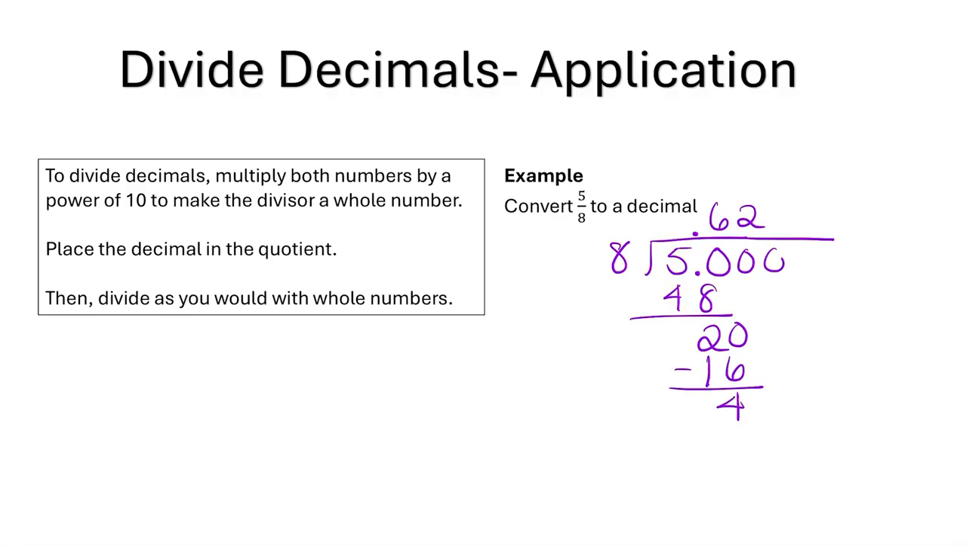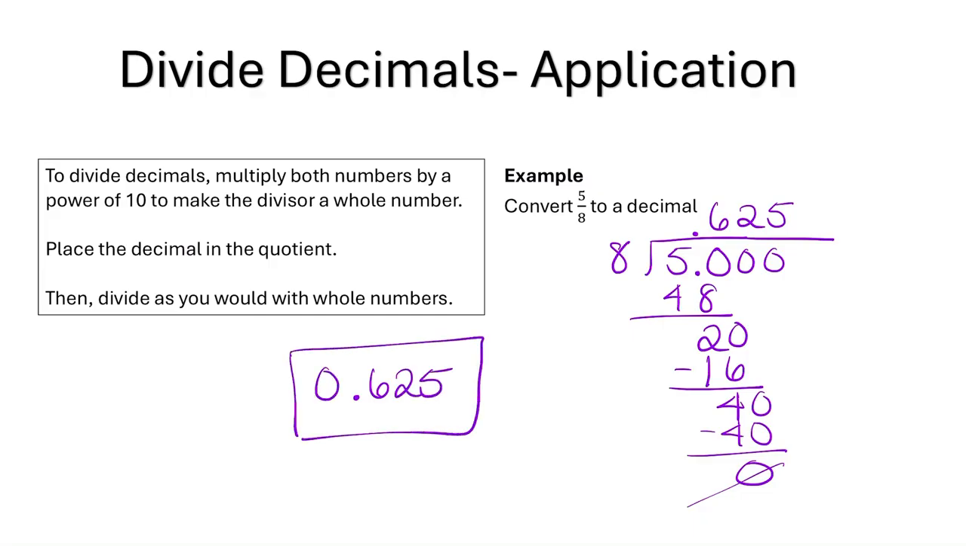I can add another 0, so I can bring down 0. And then I have 8 goes into 40 5 times. So then I subtract 40, and I'm left with a remainder of 0. Okay, so that means 5/8 as a decimal is 0.625. If you want, you can add the leading 0 in if you like to write it that way.